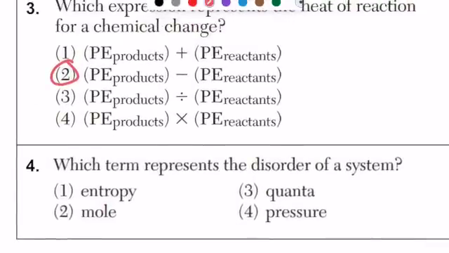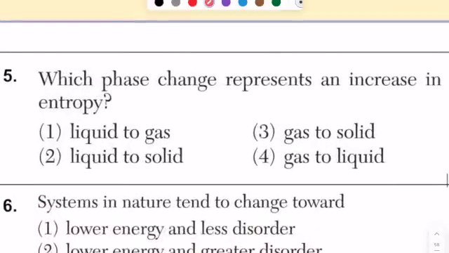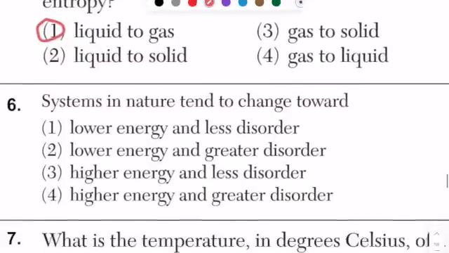Which term represents a disorder of the system? That should be entropy. Which phase change represents an increase in entropy? So remember, increase in disorderness normally happens when particles are moving more. So when we go from liquid to gas, now particles are moving more. Liquid to solid, they are more organized. Gas to solid, they are more organized. Gas to liquid, again, more organized.